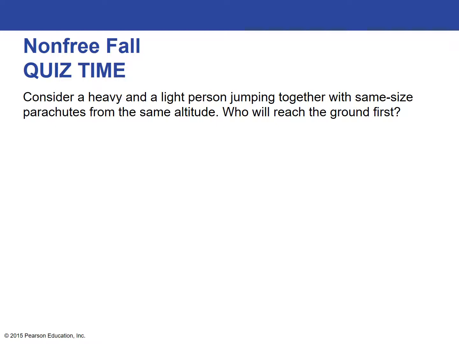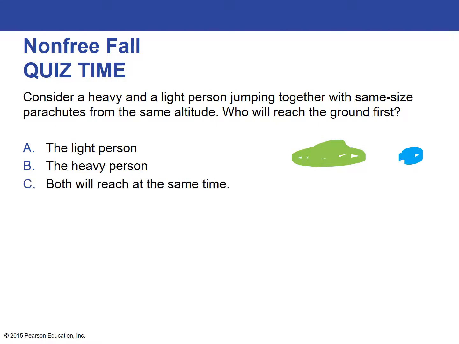All right, two people are jumping together at the same time. One is more massive than the other person, and they have the same size parachutes. Who's going to reach the ground first? This is going to take a little bit more complicated thinking. We've got somebody more massive, we've got somebody less massive, and everything else is the same. Who is going to reach the ground first? The lighter person? The heavier person? Do they both reach it at the same time? Is there not enough information?